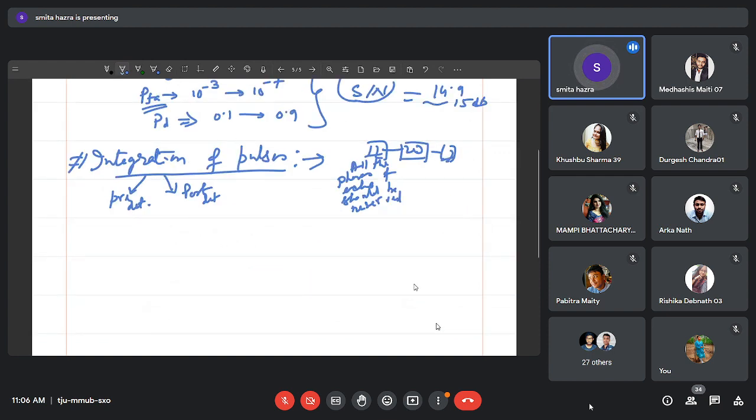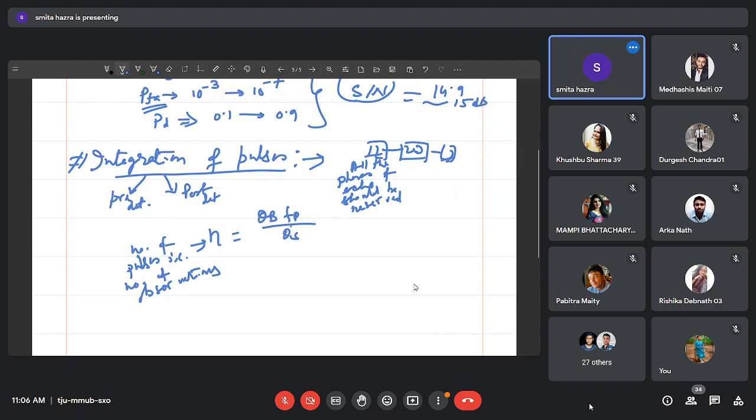So the formula for integration is, suppose we are integrating n number of pulses, that means n number of observations. Clear. So n is the number of pulses, that is the number of observations. So that is equal to how much? That is equal to the bandwidth of the antenna used, times the pulse repetition frequency, divided by the scanning rate.